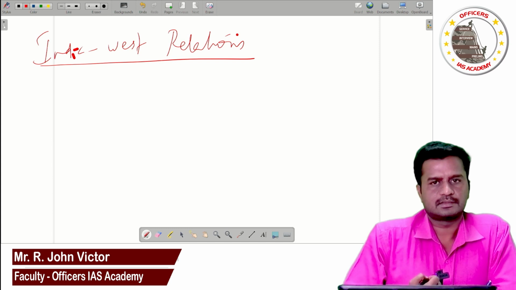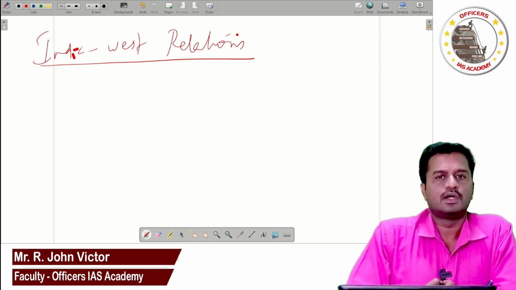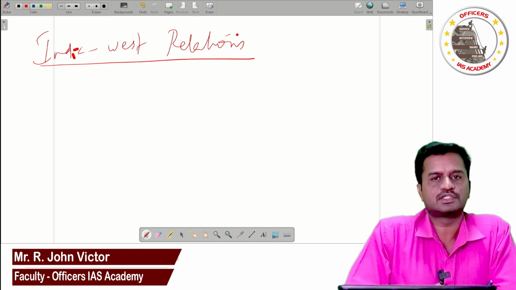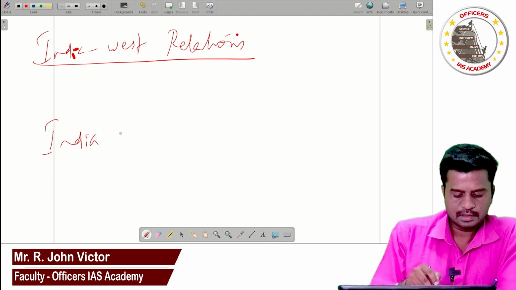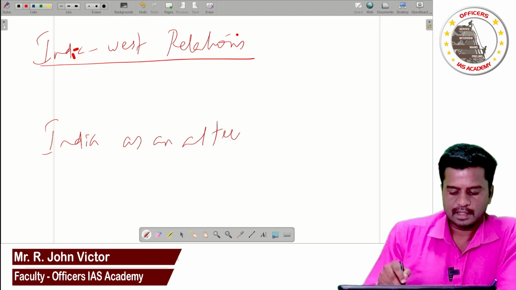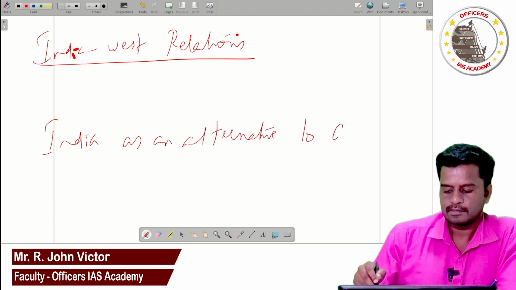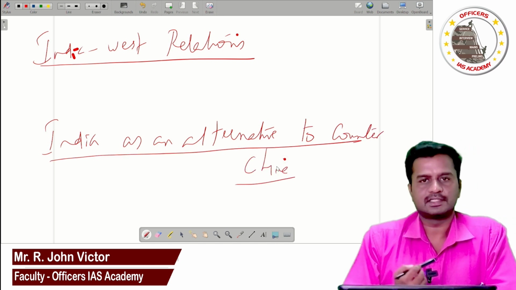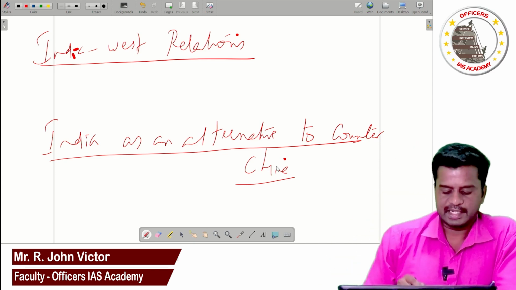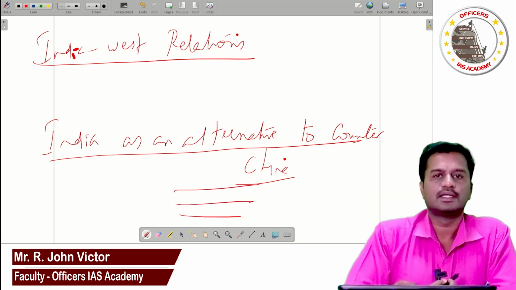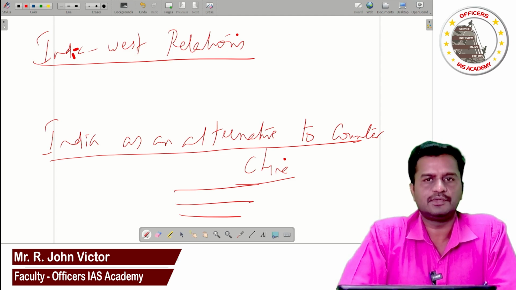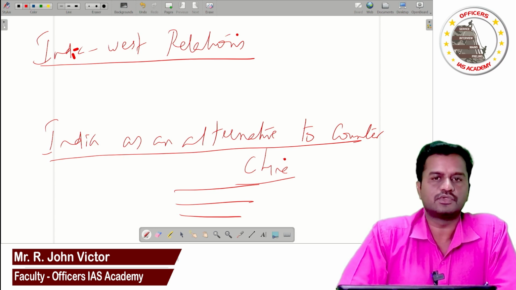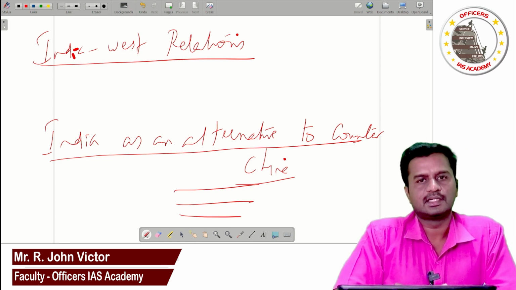Then body of the answer. Now you are asked to explain how India is being fostered as an alternative. Okay. So subheading is India as an alternative to counter China. This is the body of the answer that follows the introduction. At the end, you have to write the conclusion. So this is how we structure the answer. Okay. So when we structure the answer correctly using the introduction, body of the answer and conclusion, we can easily bring the content within the answer.